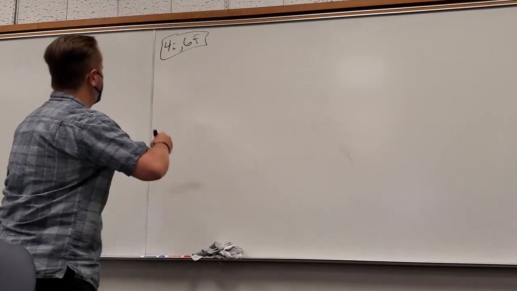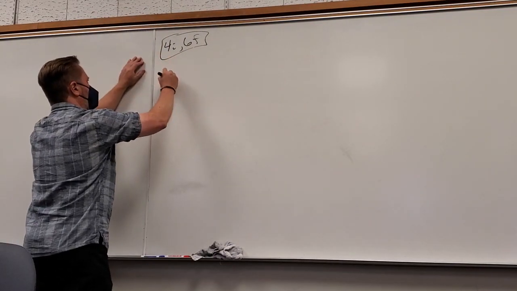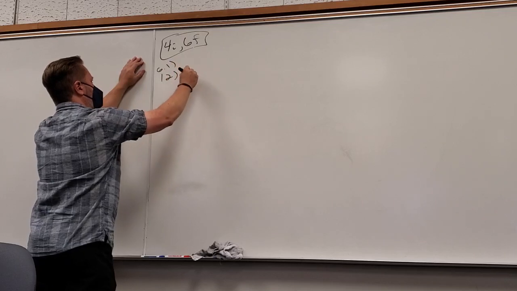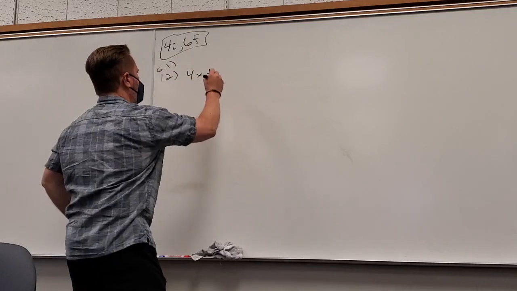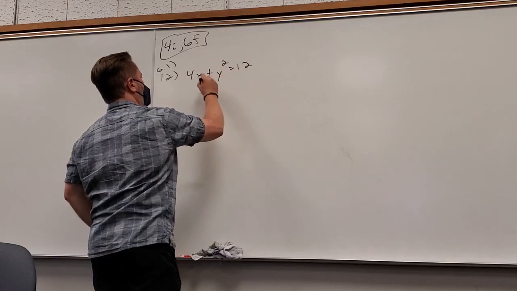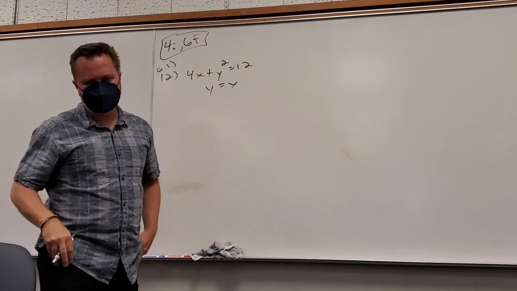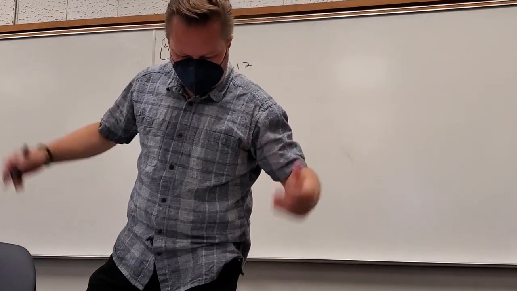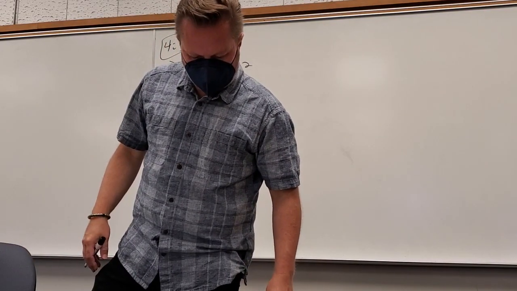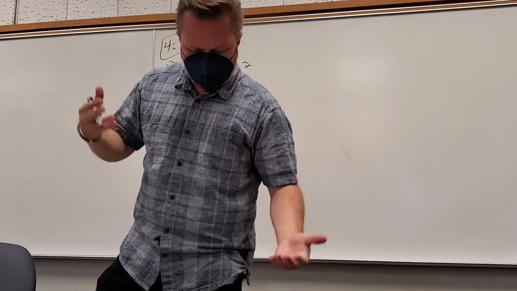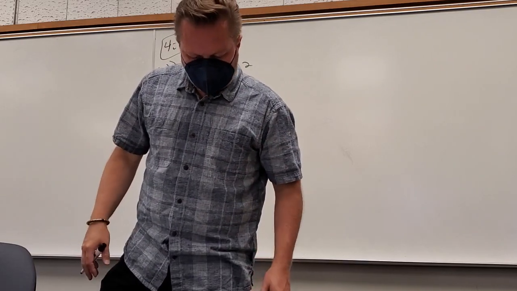Alright, so this is number 12, 6-1: 4x plus y squared equals 12, and y equals x. So those are your boundaries, or x equals 1. Sketch the region enclosed by these curves. Decide if it's dx or dy.